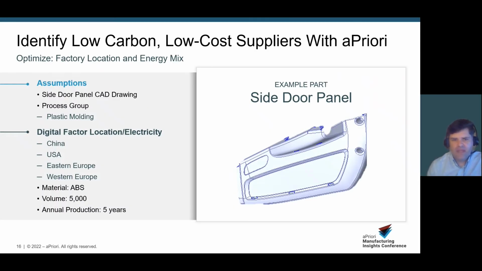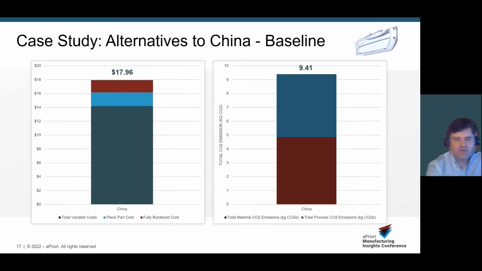So we look at our side door panel here. We're going to look at it across four different digital factories: China, Eastern, Western Europe, and United States. So right now we're manufacturing this product in China for a little under $18, and it has 9.4 kilograms of CO2, about evenly split for this product between processed CO2 and material CO2.